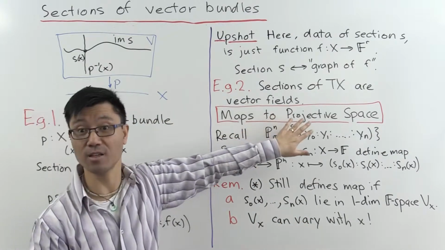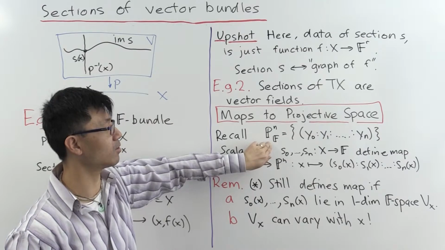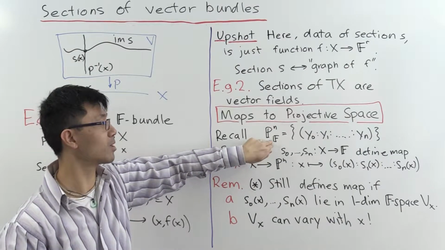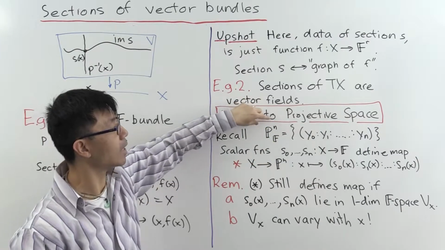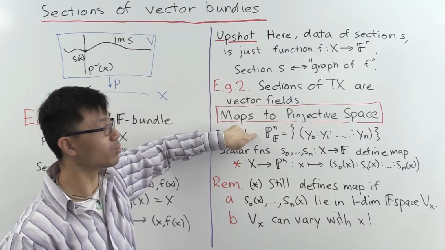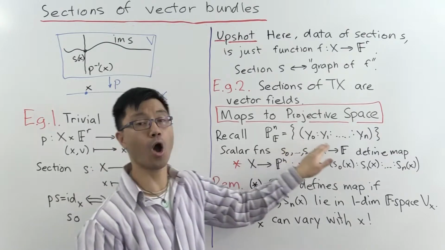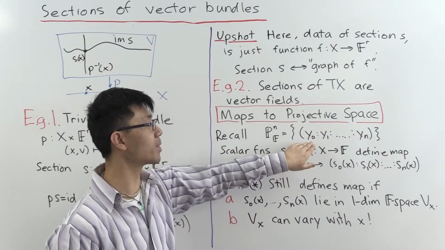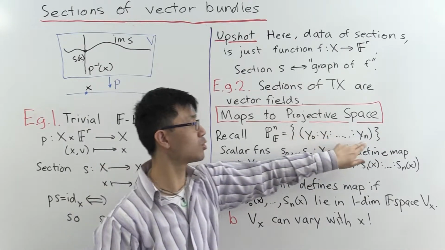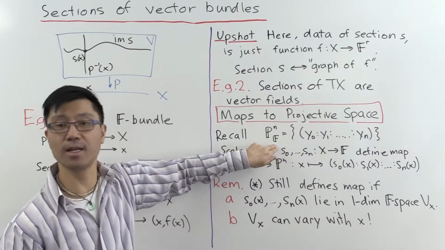Let's just remind ourselves what projective space is. We fix our field F, which will usually be the reals or the complexes, and look at n-dimensional projective space, P^n. Basically, it's this set of homogeneous coordinates. So it'll be n plus 1 tuples, y0 up to yn. These are just scalars inside F.